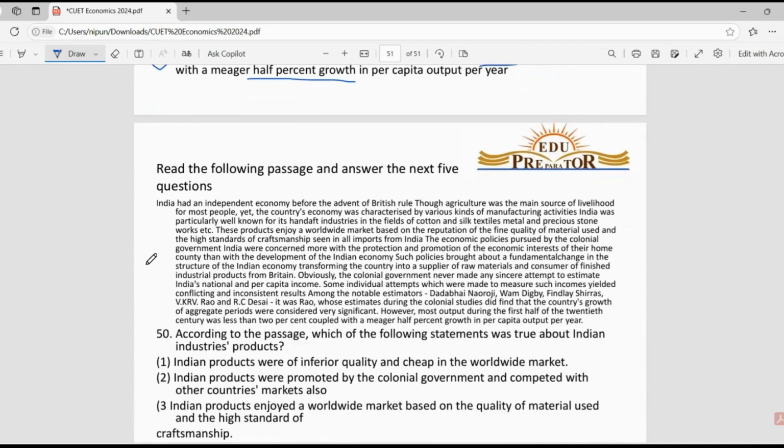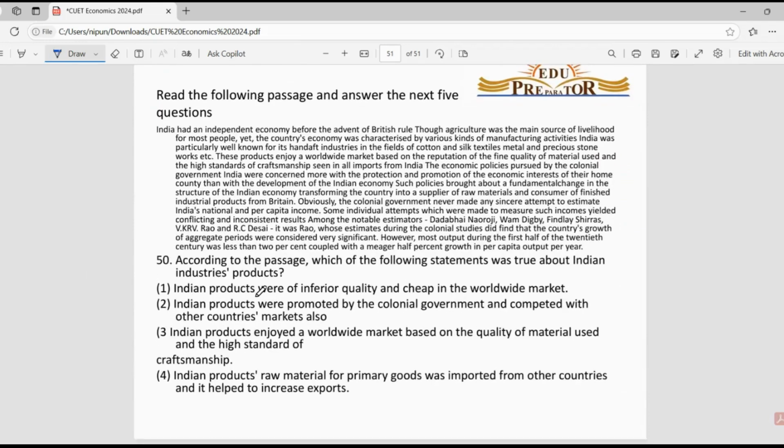Right? Last question पर आते हैं. According to the passage, which of the following statements was true about Indian industries? Indian products were of inferior quality? Not at all. Were promoted by the colonial government? No. They enjoyed a worldwide market based on the quality of raw material and high standards of craftsmanship? Yes. And Indian products raw material for primary goods was imported? No. So, option number 3 is correct.